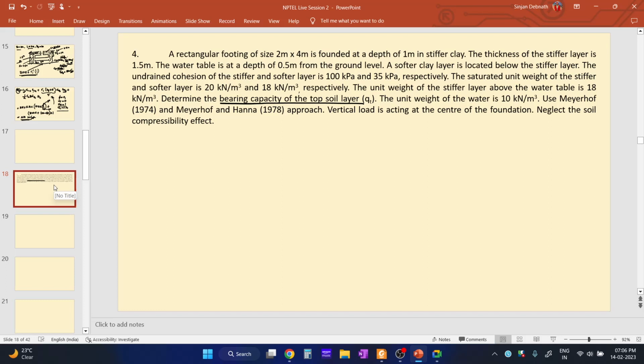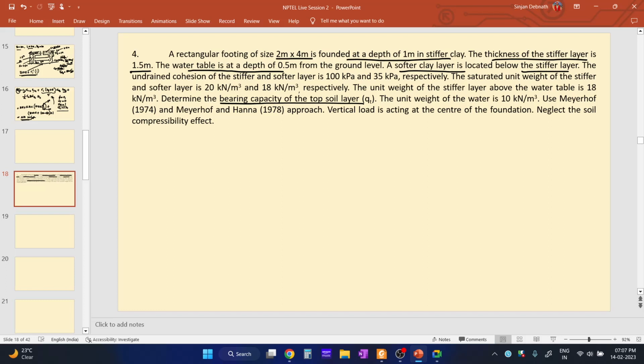Let me read out the question once again. A rectangular footing of size 2 meter by 4 meter is founded at a depth of 1 meter in stiffer clay. The thickness of the stiffer layer is 1.5 meter. The water table is at a depth of 0.5 meter from the ground level. A softer clay layer is located below the stiffer layer.